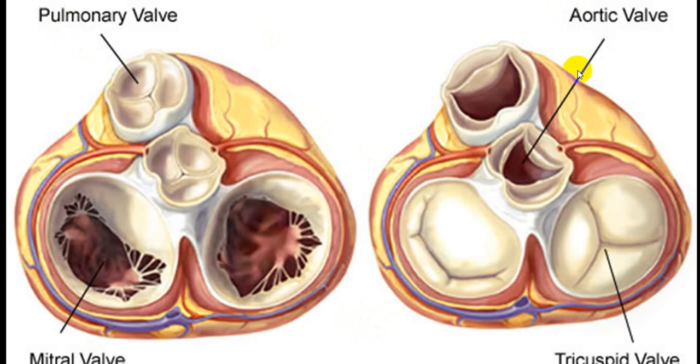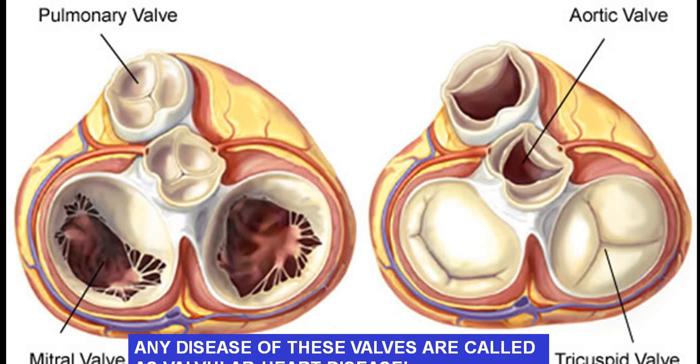Pulmonary, aortic or tricuspid. The tricuspid valve has three cusps, but the mitral valve has two cusps, the anterior mitral valve leaflet and the posterior mitral valve leaflet, and it is attached to the ventricle by chordae tendineae, which are attached to the papillary muscle. That is how it is attached. So any disease of this valvular structure, we call valvular heart disease.